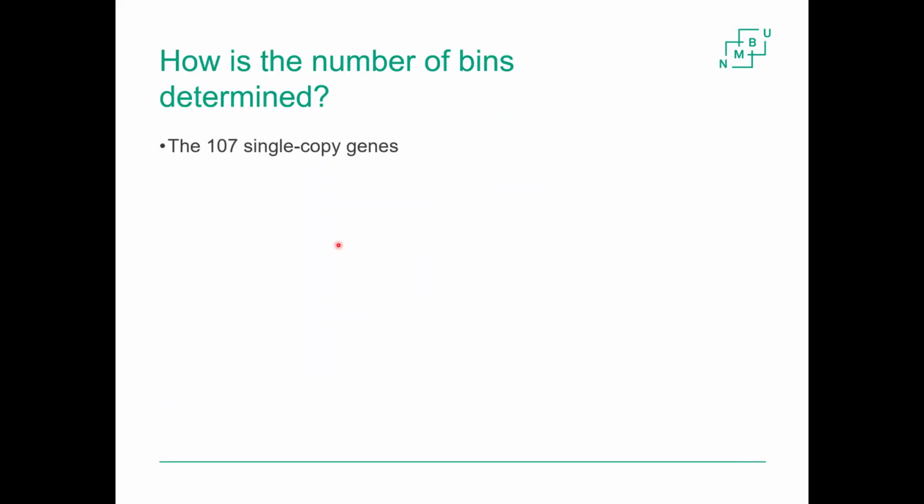So we can conclude like this. We have the 107 single copy genes. We expect these to be found once and only once in every genome. If these are found in X copies, it indicates we have X genomes.